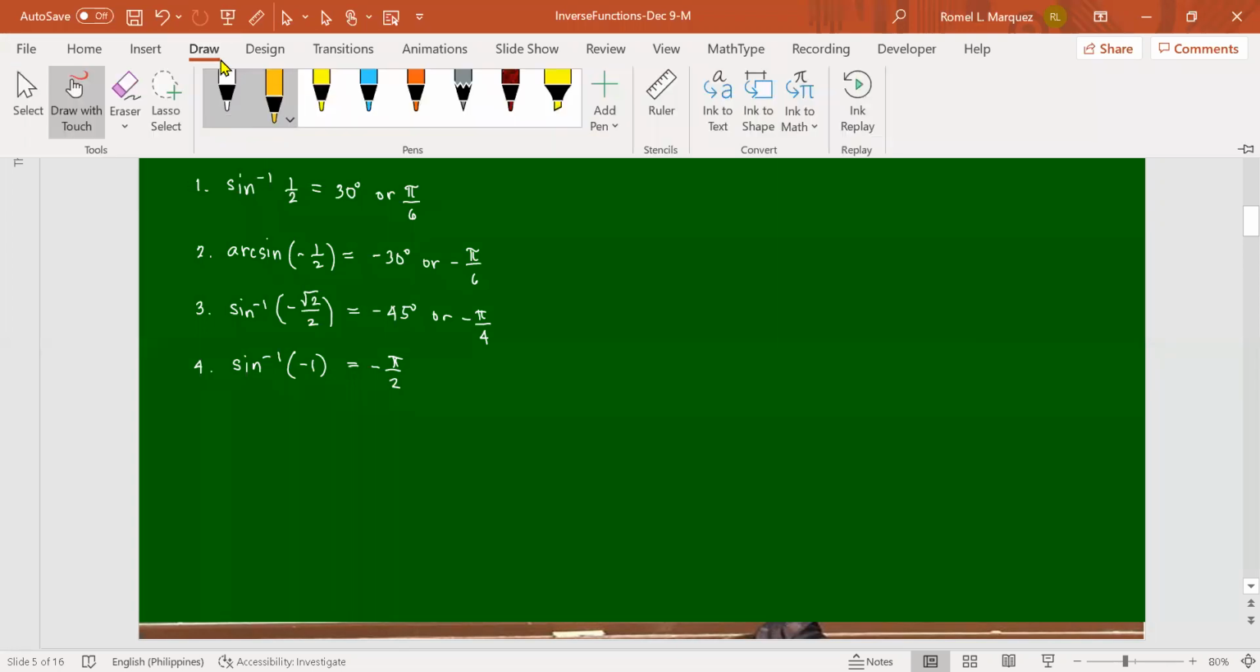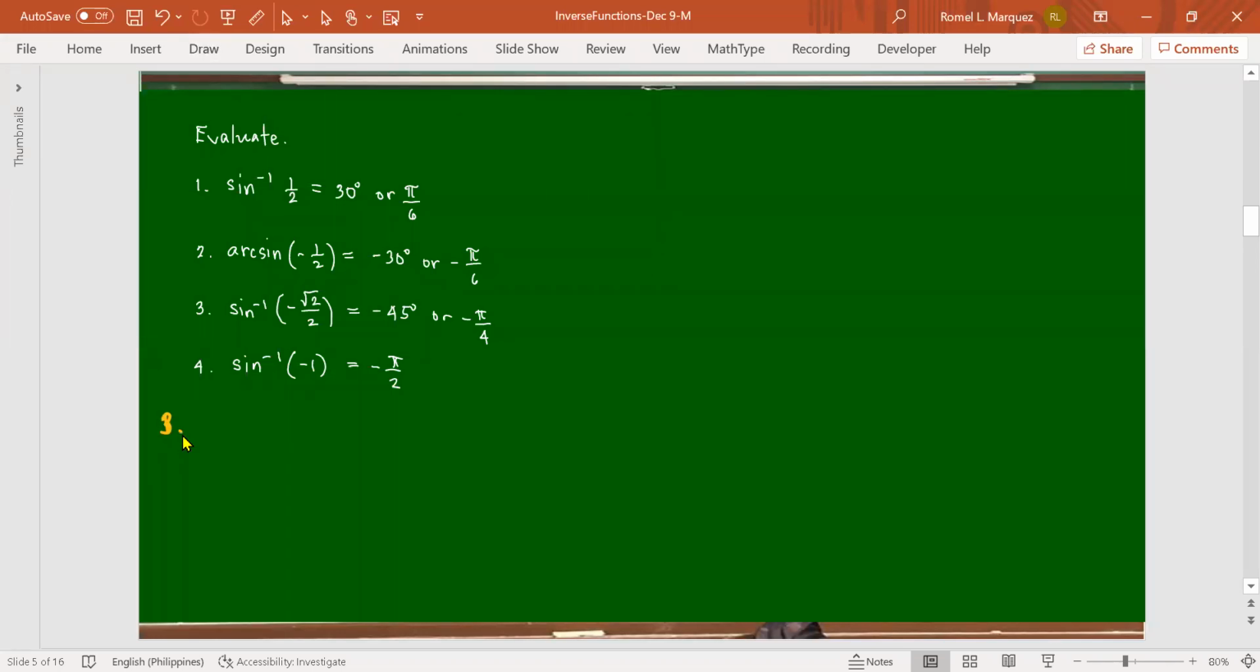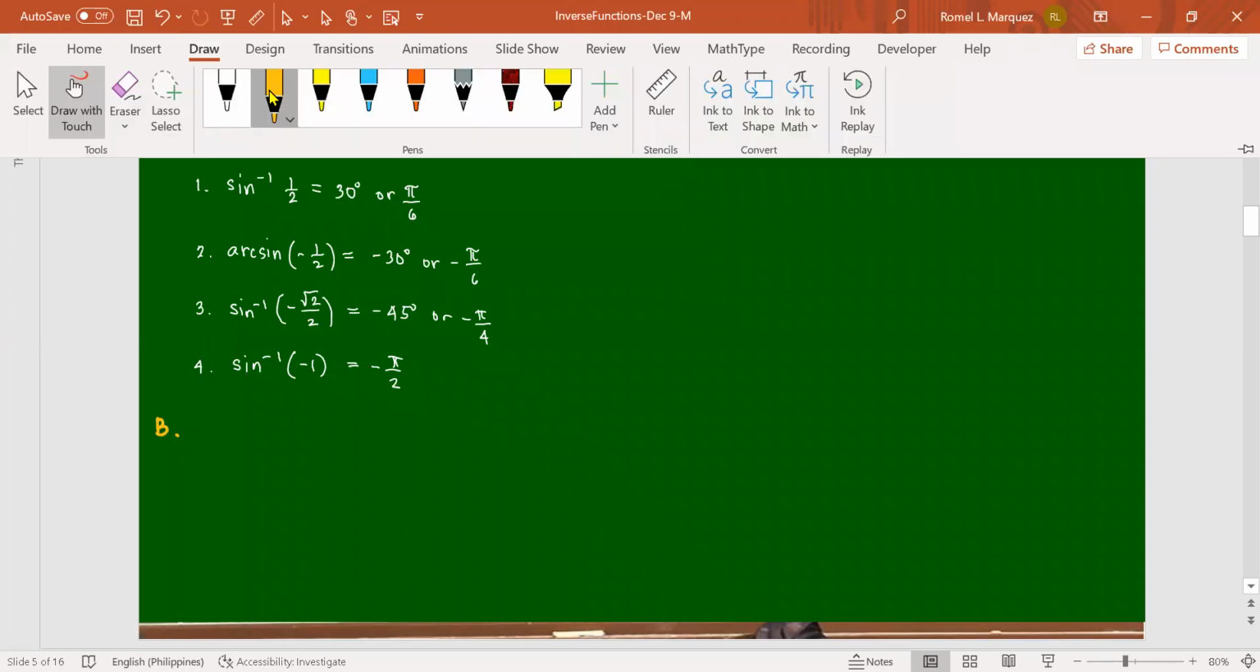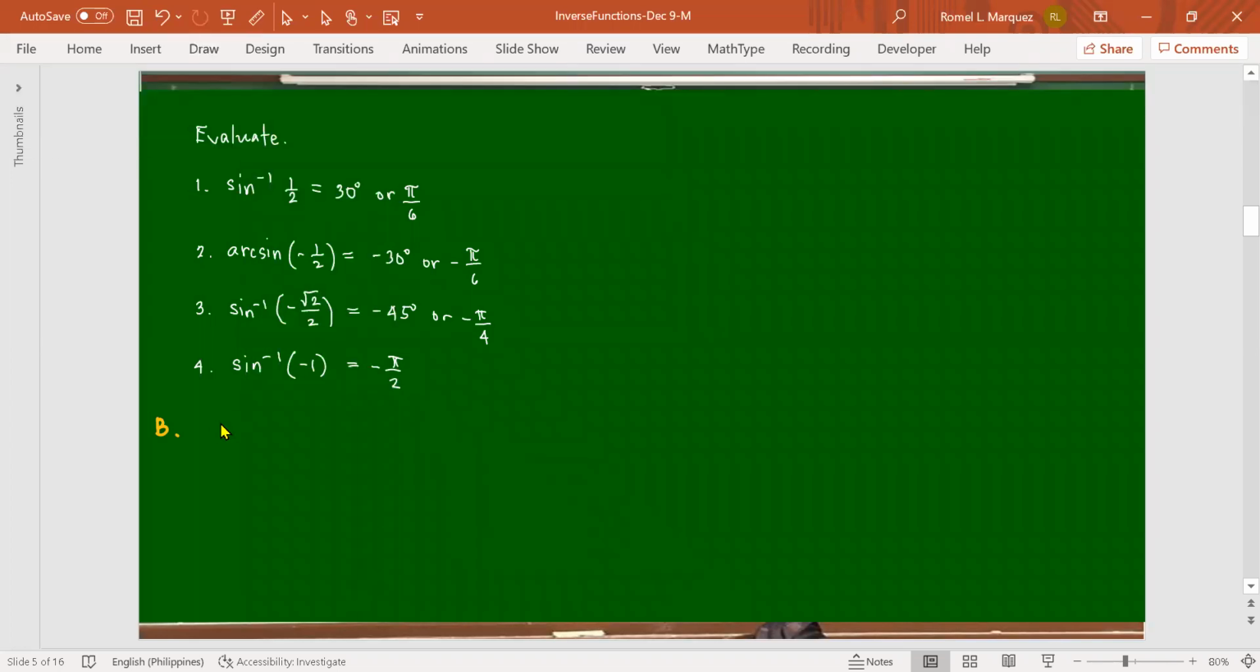Okay, let's have another one. Another inverse function. So letter B, we have the inverse cosine function. To get the inverse cosine function, we consider the trigonometric function y equals cosine x, restricting the value of x to an interval of 0 to pi this time.